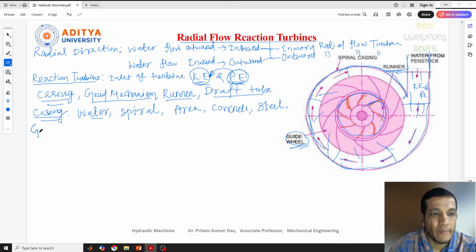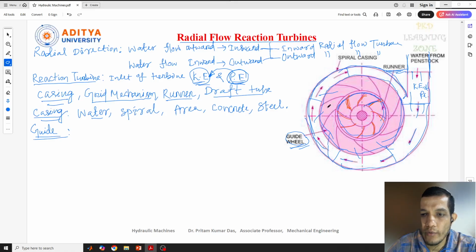Next one, the guide mechanism. In the guide mechanism, as I told you, it consists of a circular wheel type. The guide mechanism is nothing but this one. All these parts inside this wheel come under the guide mechanism, though we will only consider this outer part. These are also blades, fixed on the wheel. As I told you, the water will come from outside and take entry through these fixed vents to inside.